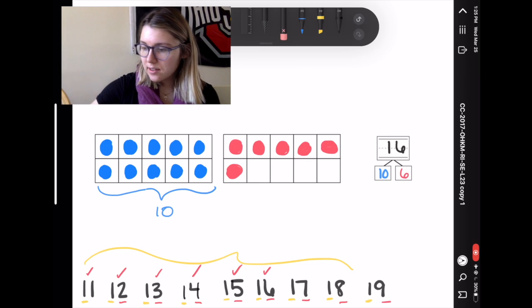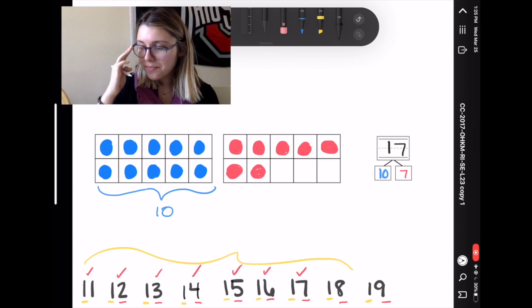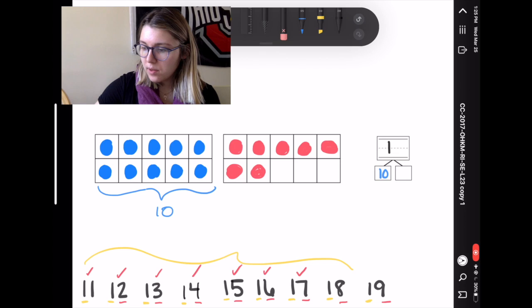All right, I'm going to take those away, and I'm going to put in another dot to show 17. So I have 10 and 7 extra, which gives me a total of 17. All right, and then we're almost there. We're almost done.